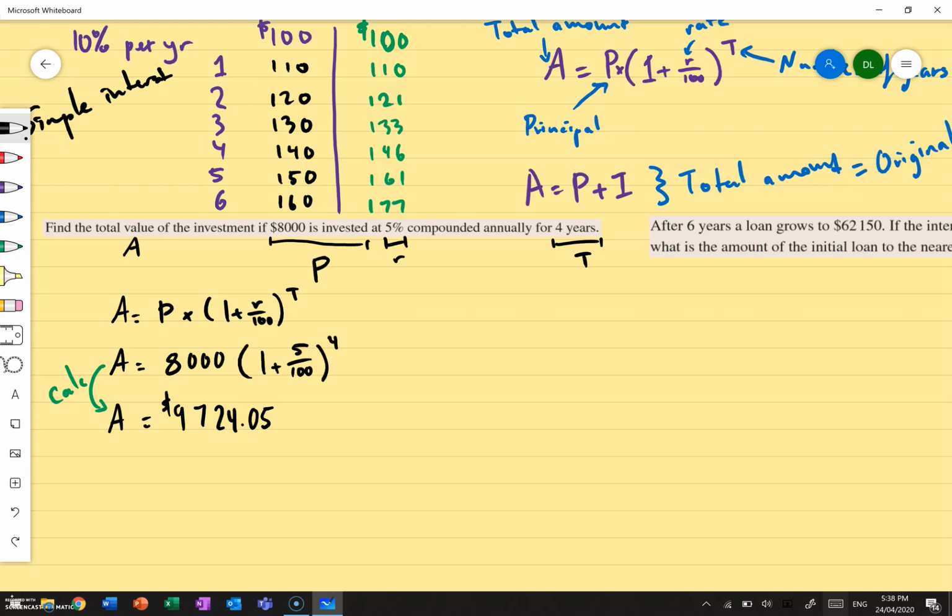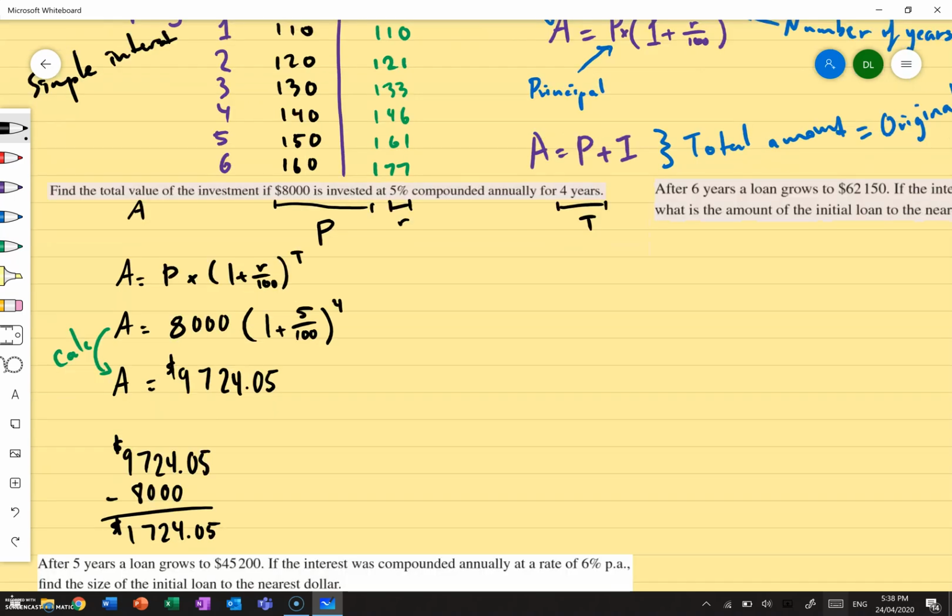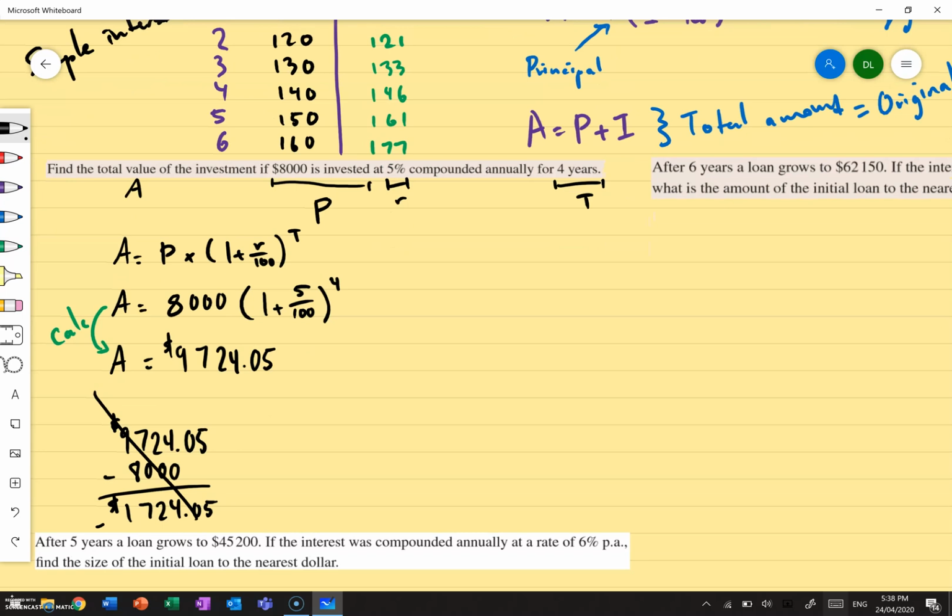And if I wanted to find the amount of interest I earned, because remember, I personally put in $8,000, I would say $9,724 take away the 8,000 gives me $1,724.05. That's how much money I've earned, but that's not what I'm looking for. I'm looking for the total value. So that would be A, which is this one over here. Okay, let's move on.